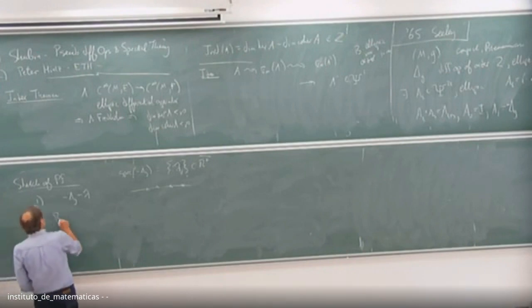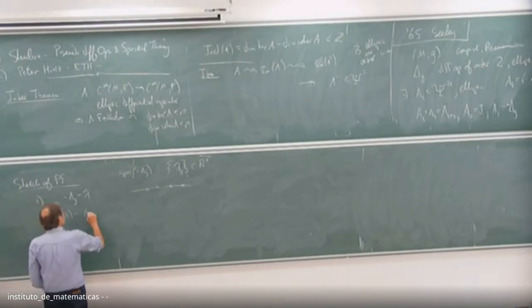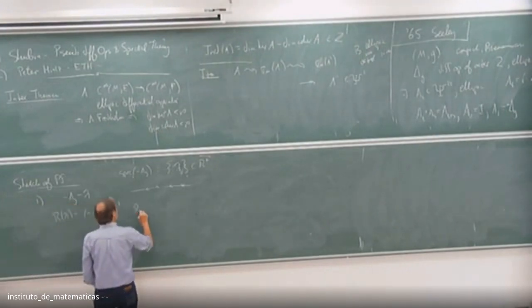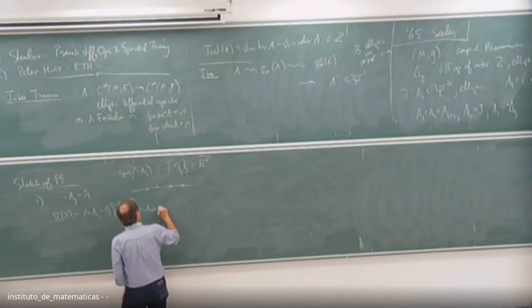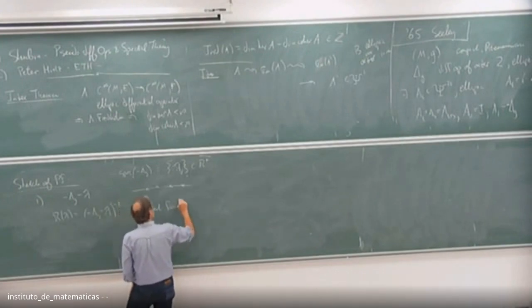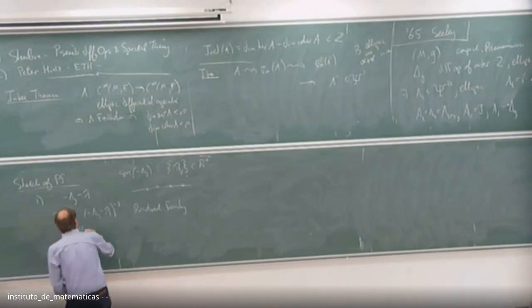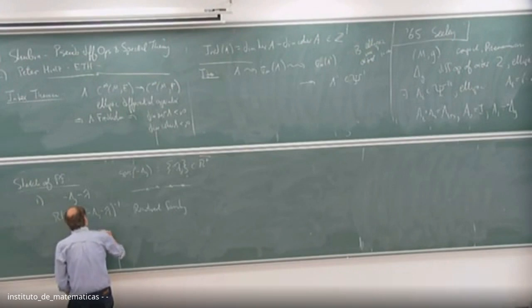Okay, then I form the resolvent of lambda, which is minus the Laplacian of g minus lambda, inverse. This is called the resolvent family. So this will be something we'll be talking about a lot tomorrow. Okay, this is a meromorphic family of operators. And what are these operators?